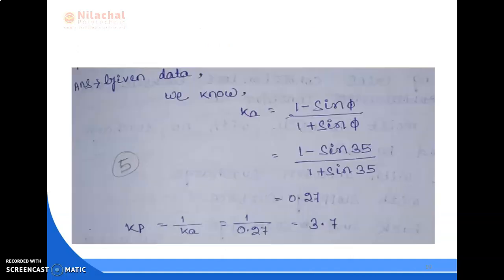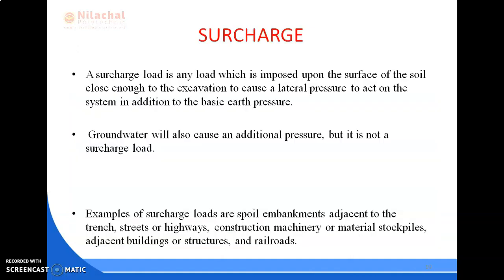So, for this lecture this much. In the next lecture we will continue this chapter by discussing a new term, surcharge. So, thank you.